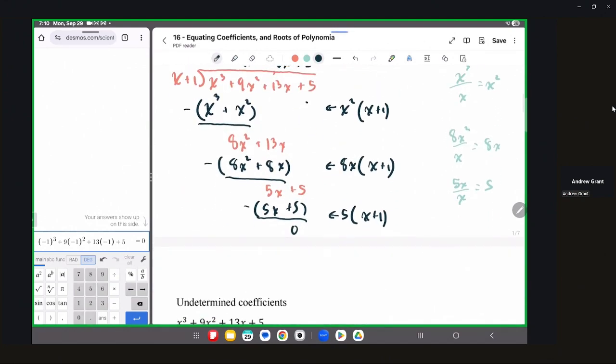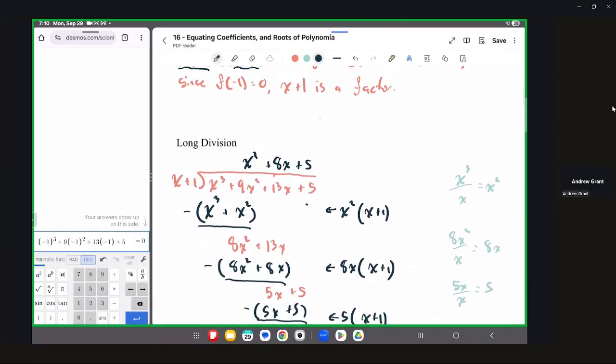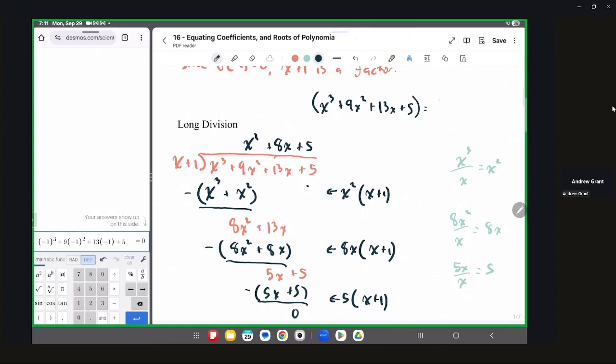And so we know that x cubed plus 9x squared plus 13x plus 5 is equal to x squared plus 8x plus 5 times x plus 1. Okay, so that's your first step there.